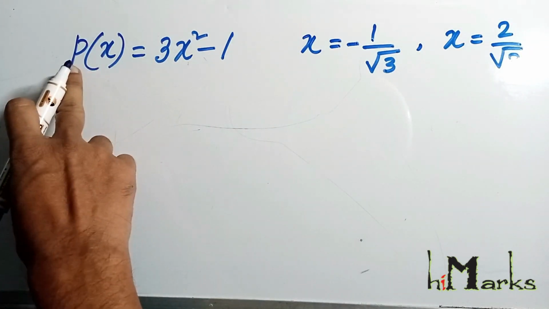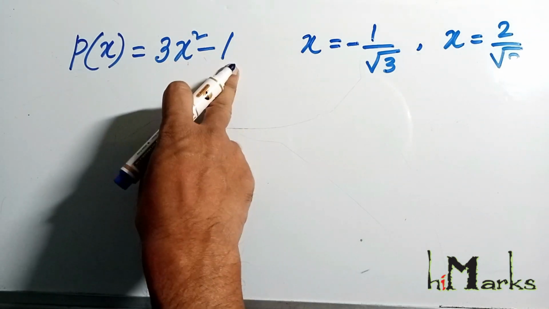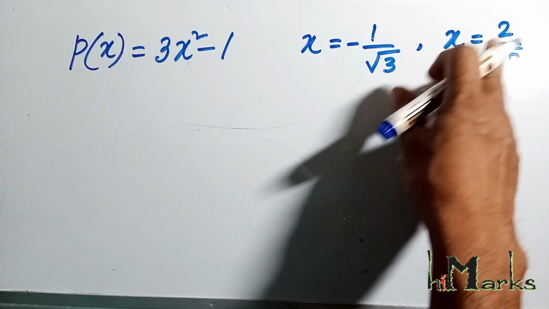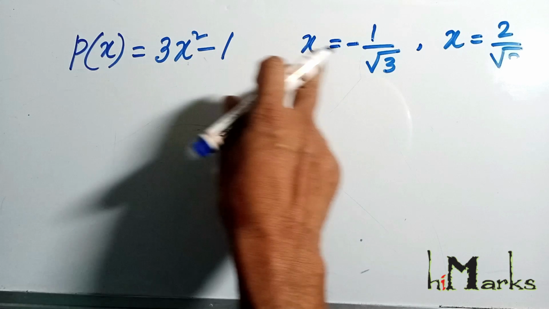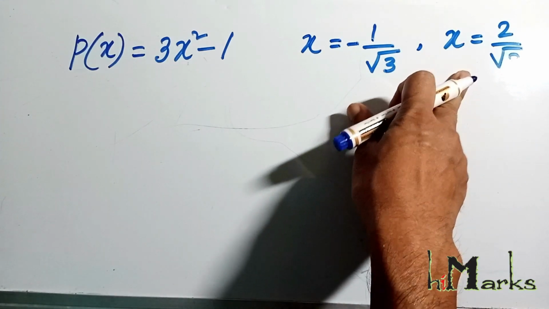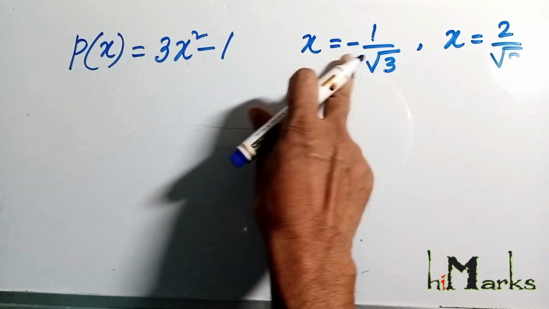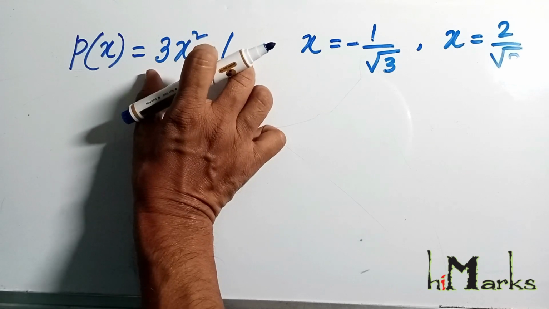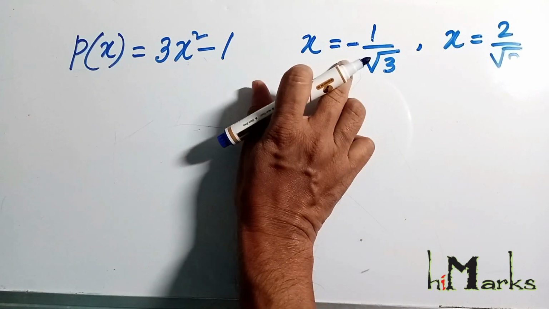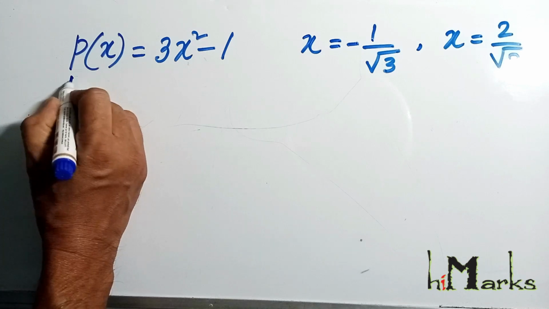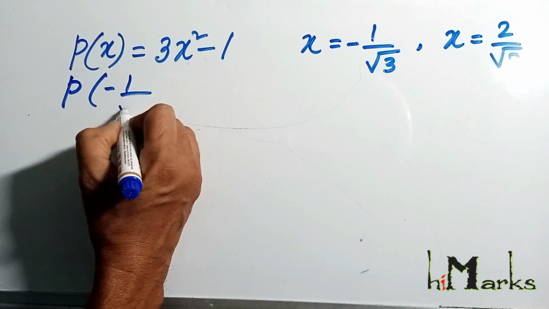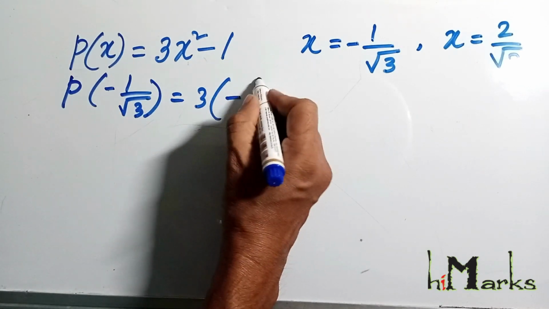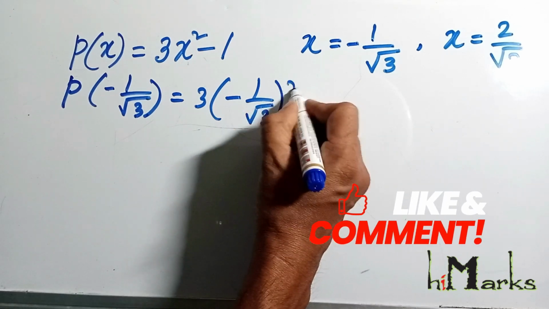Here function is given as p of x equal to 3x square minus 1. We need to test x equal to -1 by root 3 and 2 by root 3 for whether these two are zeros of the polynomial or not. To test that, what we need to do is replace the x value with the given values and see what it ends up with. If it ends up with 0, then these will be called zeros of the polynomial. So now let us replace it, minus 1 by root 3.